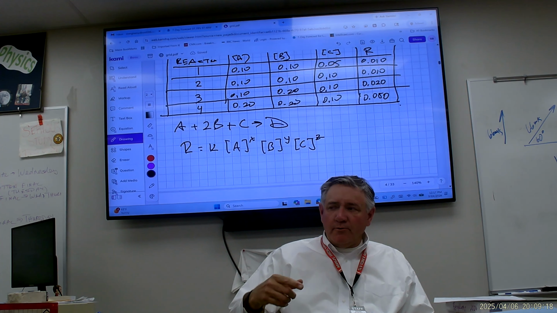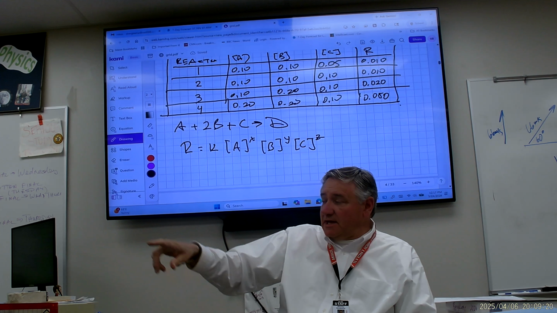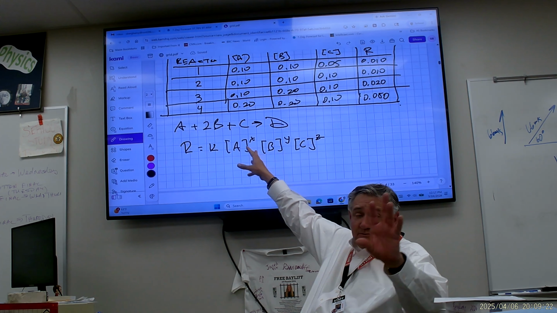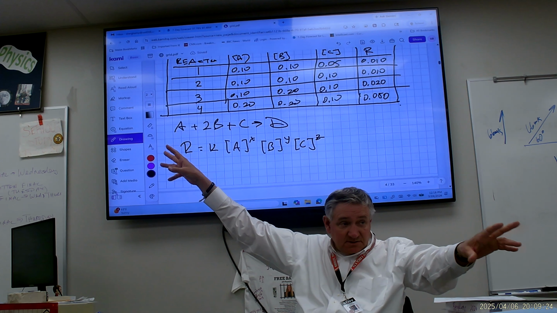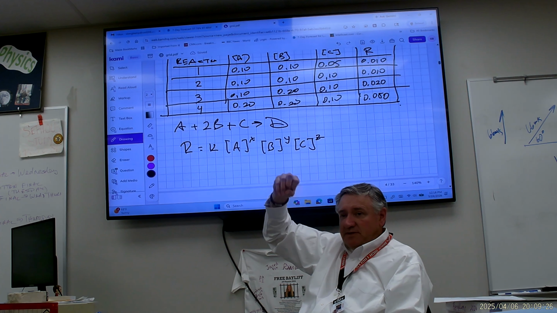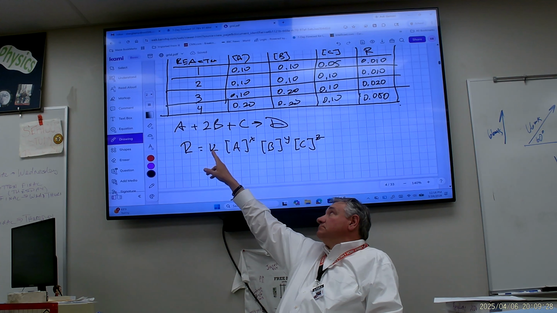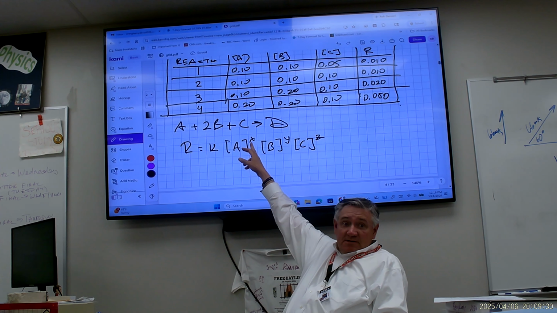So if it's zero order, for example, this is the reaction that you have on the front of the lecture note. If we say something is zero order, that's the exponent that this concentration is raised to. If it's first order, it's raised to a 1. Second order, it's raised to 2. Okay?